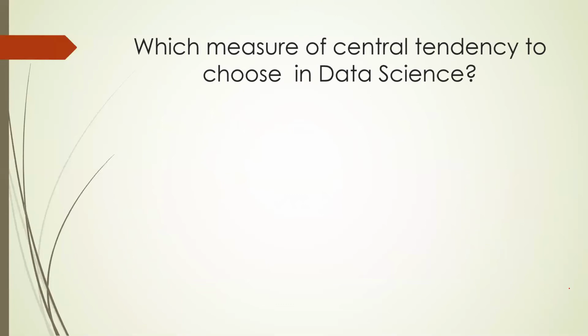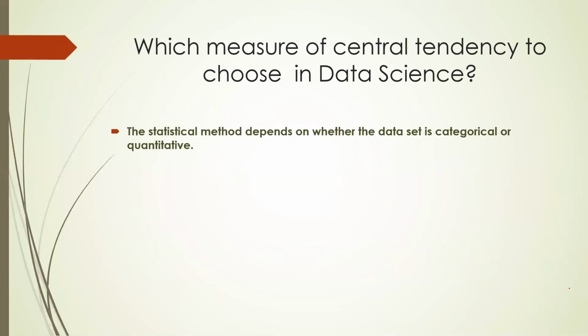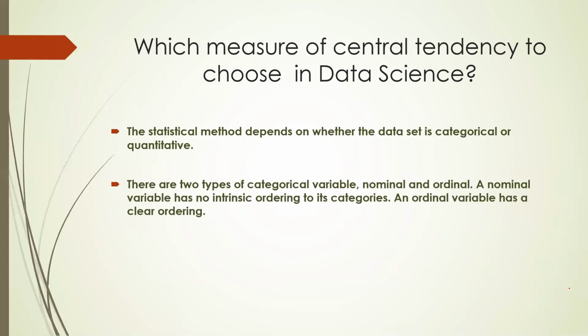So which measure to choose for central tendency in data science? The statistical method which you choose depends upon whether the data set is categorical or quantitative. Categorical is also known as qualitative data. Categorical again has two types, which are nominal and ordinal. Nominal is one which has no intrinsic ordering to its categories, and an ordinal variable is one which has a clear ordering.